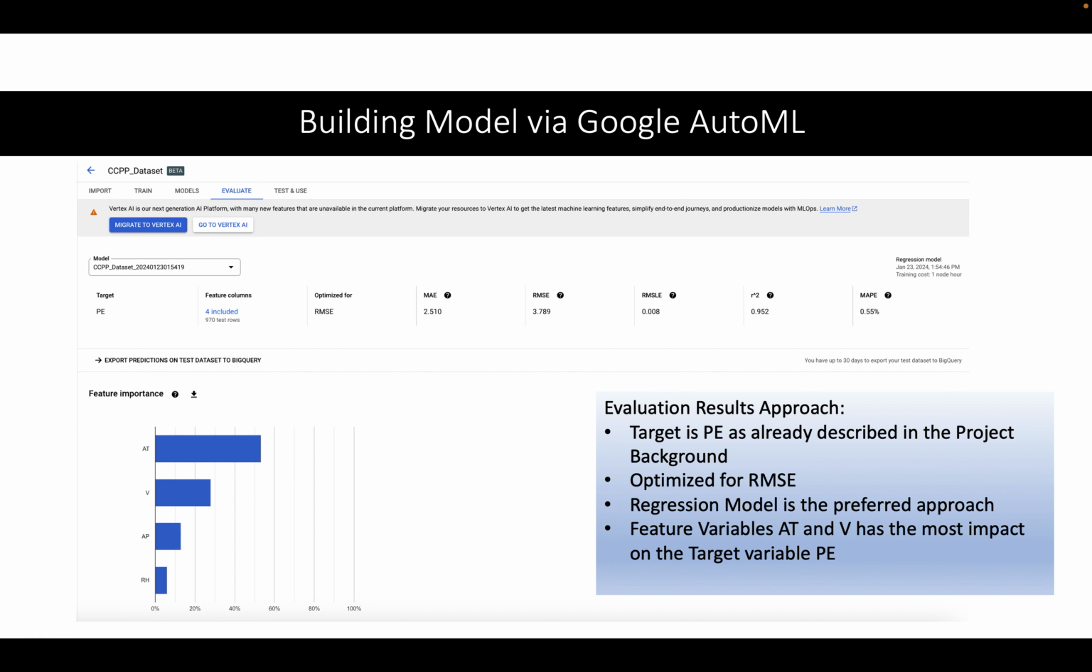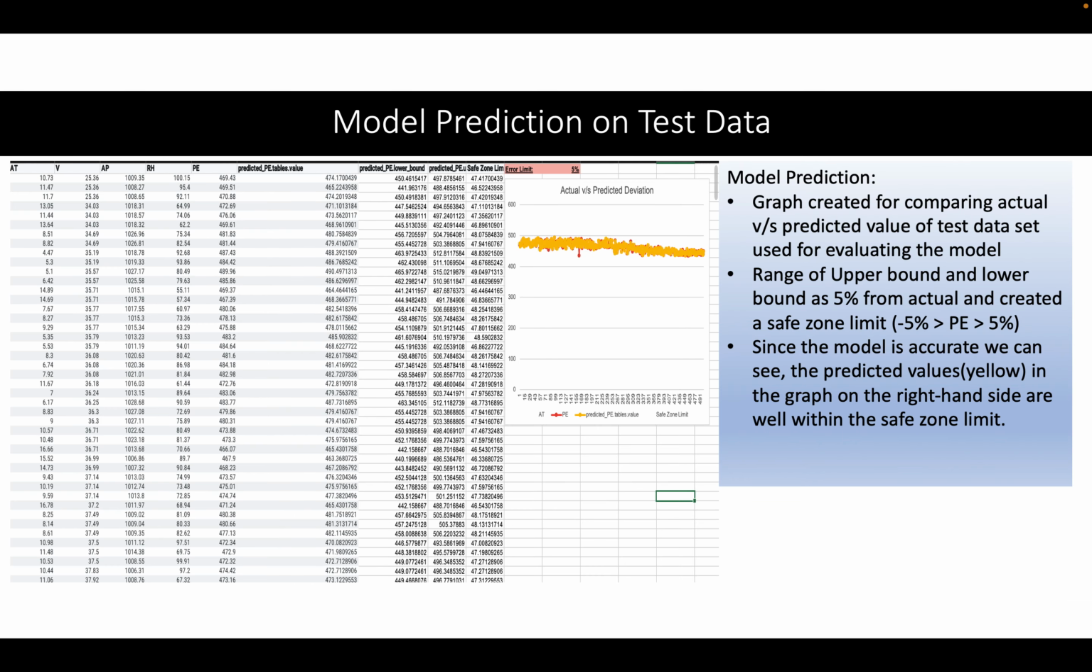Moving on, once we did the training and evaluation, I exported the model prediction data set to a CSV file using BigQuery. I tried to create a lower bound and upper bound, a safe limit for the predicted PE values. So I took a 5% safe zone limit, which is 5% less as the lower bound and 5% more than the predicted value as the upper bound.